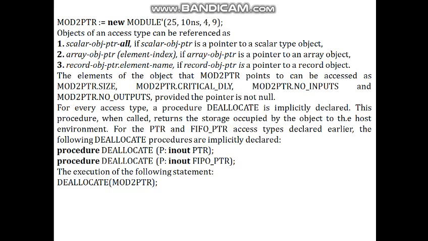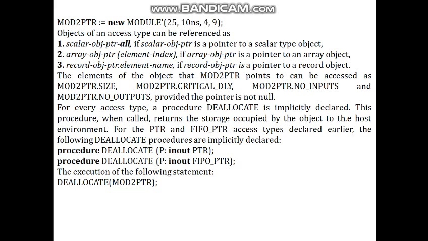The object of an access type can be referred to as follows. First, a scalar object: ptr.all, if ptr is a pointer to a scalar type object. Second, an array object: ptr(index), if the ptr is a pointer to an array object. Third, a record object: ptr.element_name, if the ptr is a pointer to a record object.